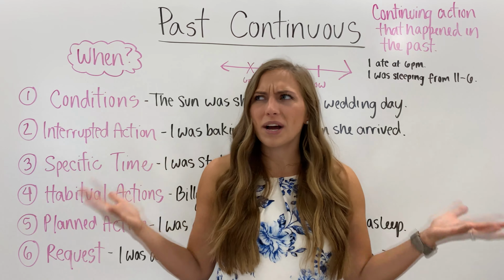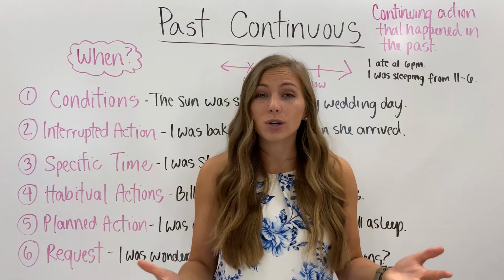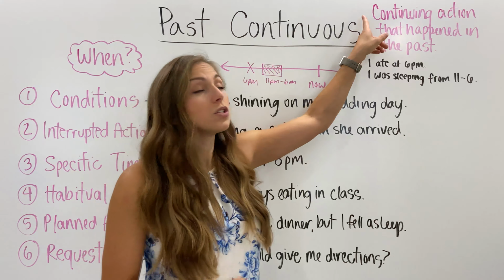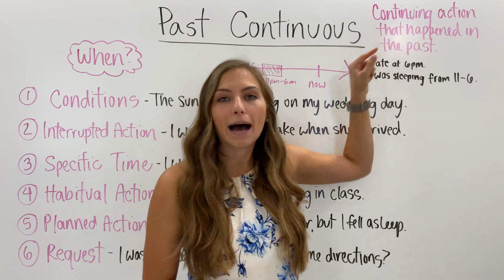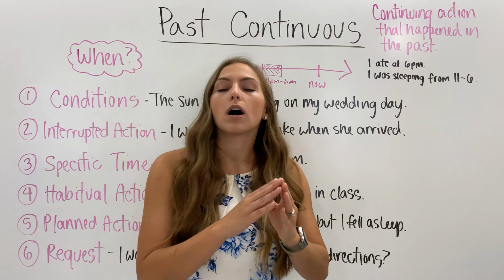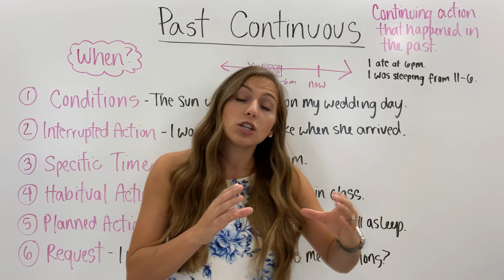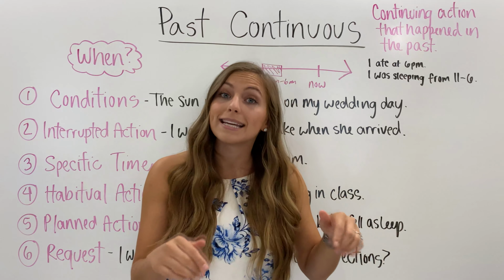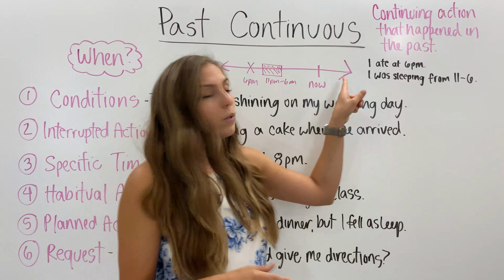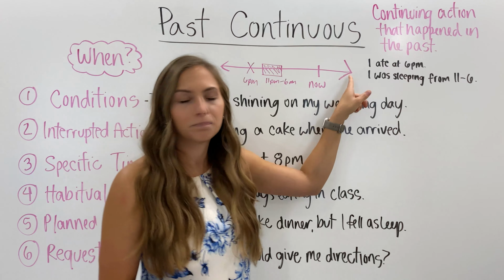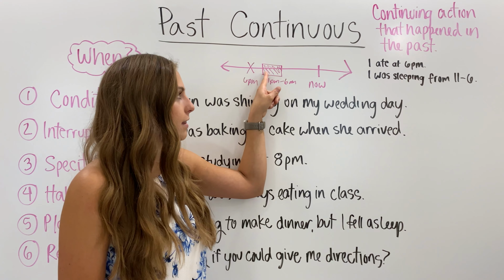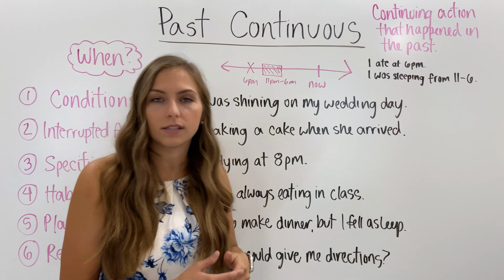All right, so first of all, what is the past continuous tense? Of course, this is used to talk about past events, specifically talking about continuing action that happened in the past. So when we use the past continuous tense, we are talking about an action that continued for a while. It is complete now, but in the past, it did continue for a while. So if we look here at our timeline, this is now. So any action that happened in the past that continued, we use the past continuous tense.